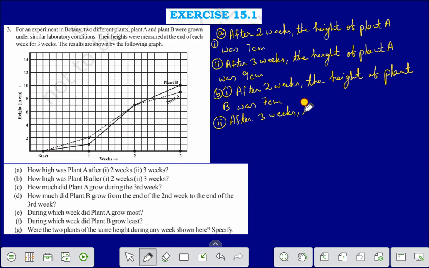After three weeks, the height of plant B was 10 centimeter. Let's solve question number C. How much did plant A grow during third week? Right? Plant A starts from here. This is the third week, right? Therefore, you can say the growth of plant A during third week. Question number C is growth of plant A.